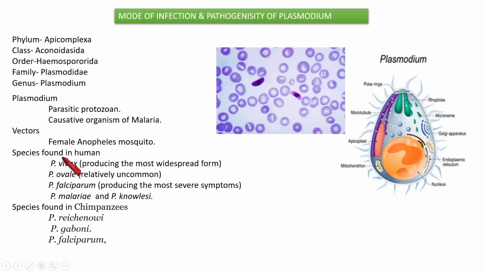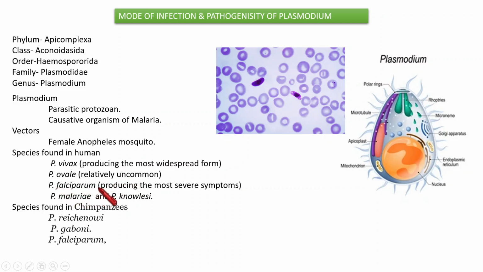Then there are several different species that exist in humans. Which are the species that cause malaria in human beings? They are Plasmodium vivax. This Plasmodium vivax is responsible for causing the most widespread form of malaria in human beings. Then Plasmodium ovale is there. It's uncommon, not that common in human beings. Then the next one, Plasmodium falciparum.